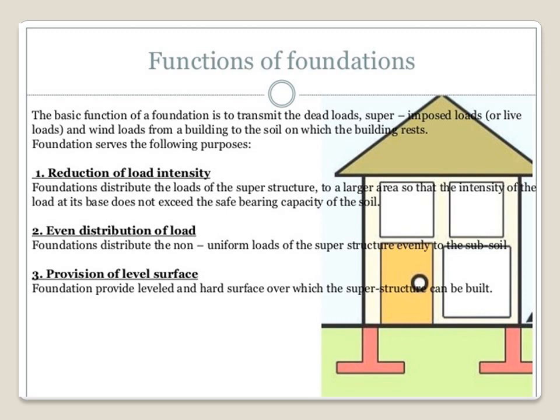And the second one is even distribution of load. The load from a superstructure is not even, it will be uneven. So the foundation function is to distribute the load of the superstructure evenly into the ground. And the third one is provision of level surface. Provision of level surface means it provides a level and hard surface over which the superstructure can be built. In this figure you can see the red color represents the foundation and this part shows the superstructure elements.